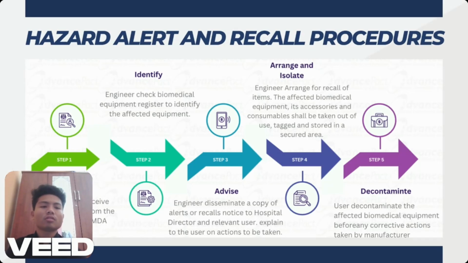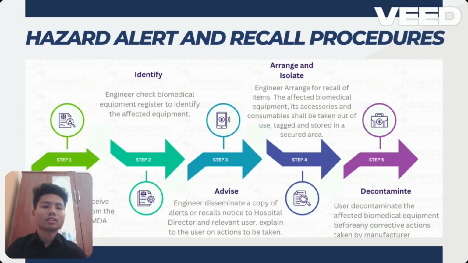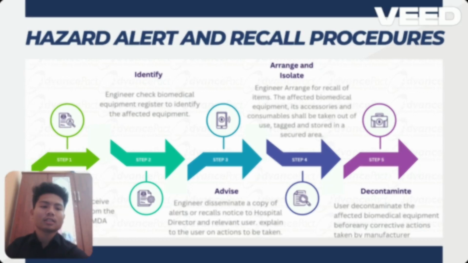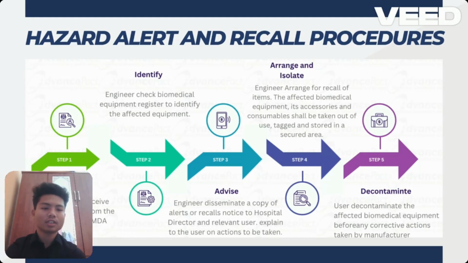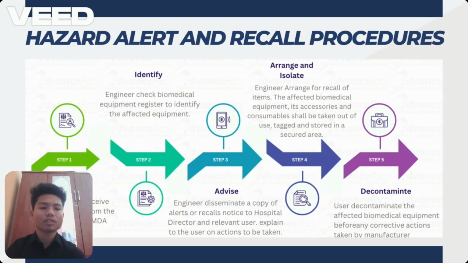Step 4, arrange and isolate. Engineer arrange for recall of device. The affected biomedical equipment, its accessories and consumables shall be taken out of use, tagged and stored in a secured area. And the last step is step 5, decontaminate. User have to decontaminate the affected biomedical equipment before any corrective action can be taken by the manufacturer.